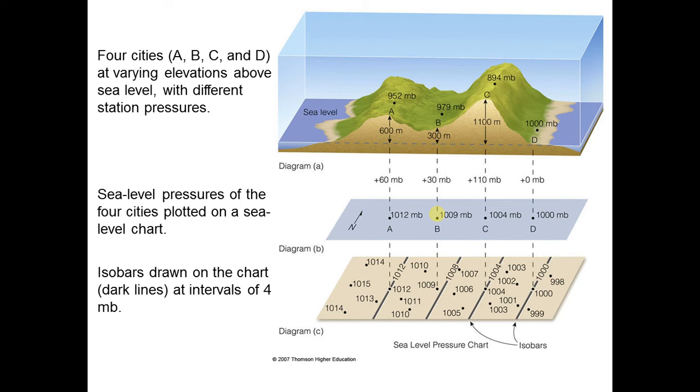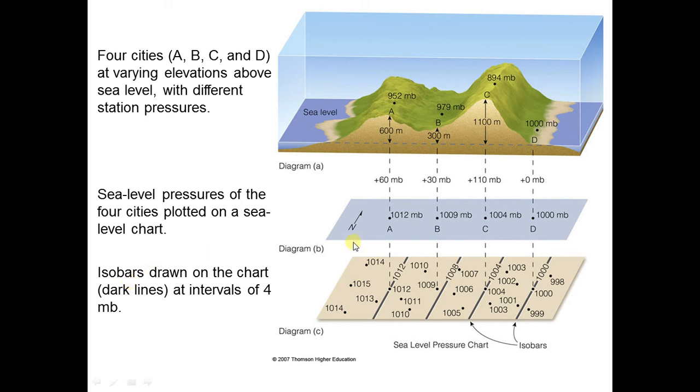Okay. So then what's done is isobars are drawn on the chart, shown by the dark lines, at intervals of 4 millibars. Okay? What do you think an isobar is? What's iso? Basically equal. Bars, okay, are a unit of pressure. Remember millibar? That's basically a thousandth of a bar. Okay, so basically isobars are lines of equal or constant pressure.